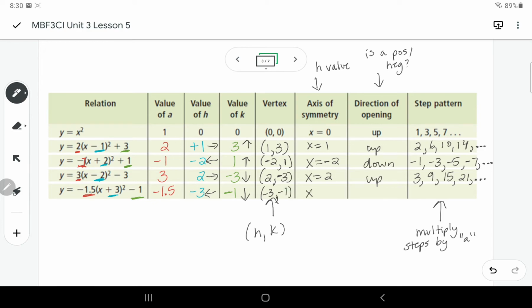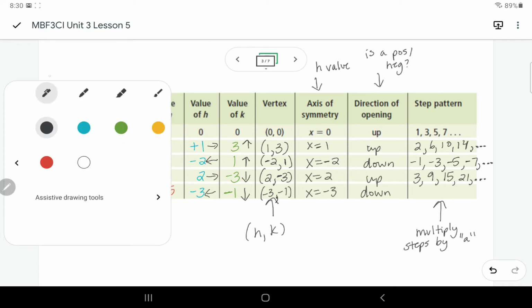My axis of symmetry is x equals -3. It's always just the H value from your table. And the direction of opening is going to be down because you've got a negative A value.